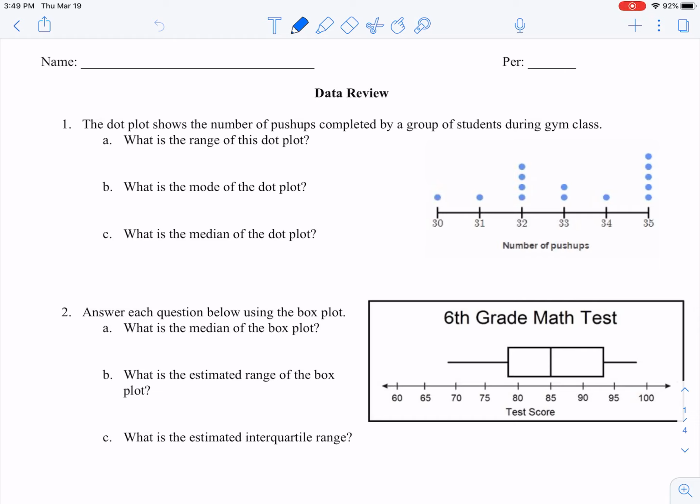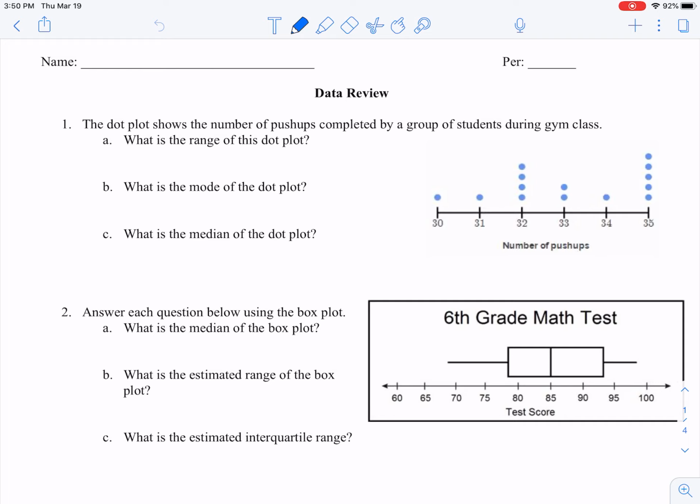Data review. So today we're going to review all of the concepts that we learned last week and this week. Number 1, the dot plot shows the number of push-ups completed by a group of students during gym class. What is the range of this dot plot?